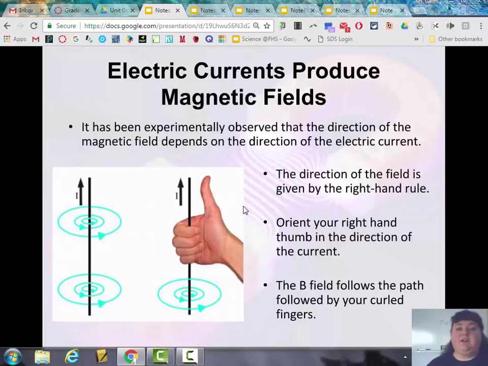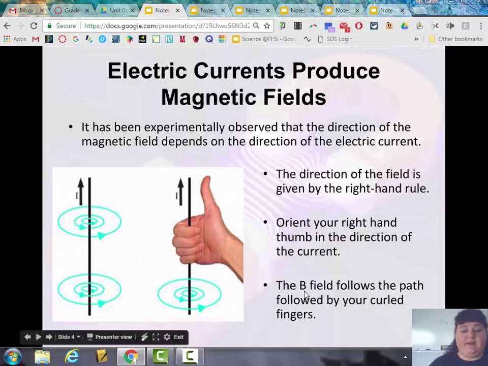So we can use something called the right-hand rule to determine the direction of our magnetic field. We're going to take our right hand, not your left, it has to be your right, and your thumb is going to point in the direction of the current, and your fingers curl in the direction of the field. So if we're looking at this picture, our thumb is pointing upwards, and our fingers curl around counterclockwise. And so that would be the direction of our field. It would be counterclockwise around that piece of wire. And remember, we label a magnetic field with a B.